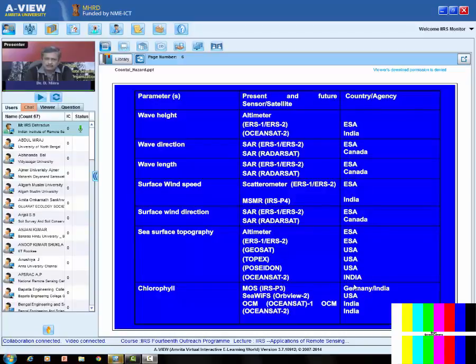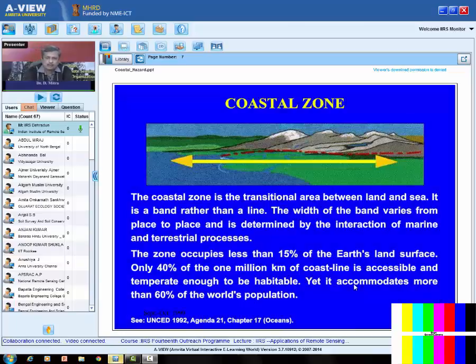You can get information for the sea surface topography, the geoidal surface. Then also another important parameter is the ocean biological productivity, particularly the chlorophyll, which is important for potential fishing zone concentration, that you can get from the SeaWiFS or Ocean Color Monitor in OceanSat 1 and OceanSat 2. This is an important parameter which we know from satellite remote sensing data.